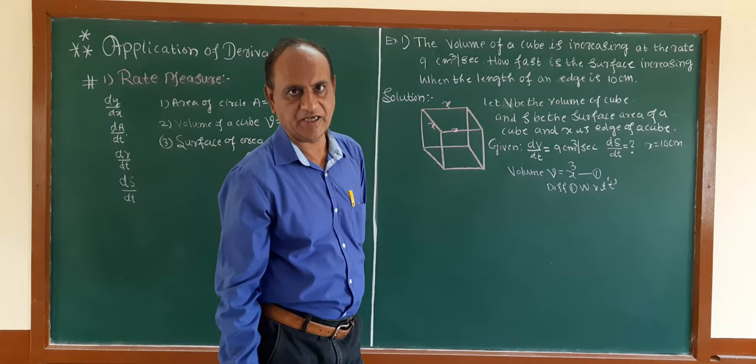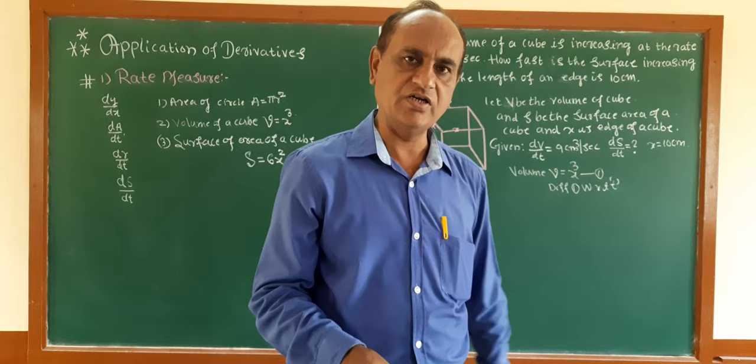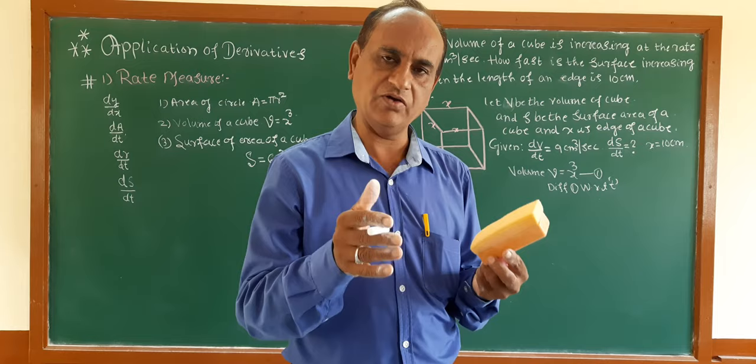V is equal to x raised to 3. This is the volume of a cube formula. Differentiate the given thing: V is equal to x raised to 3. Differentiate equation number 1 with respect to t. This is the derivative.